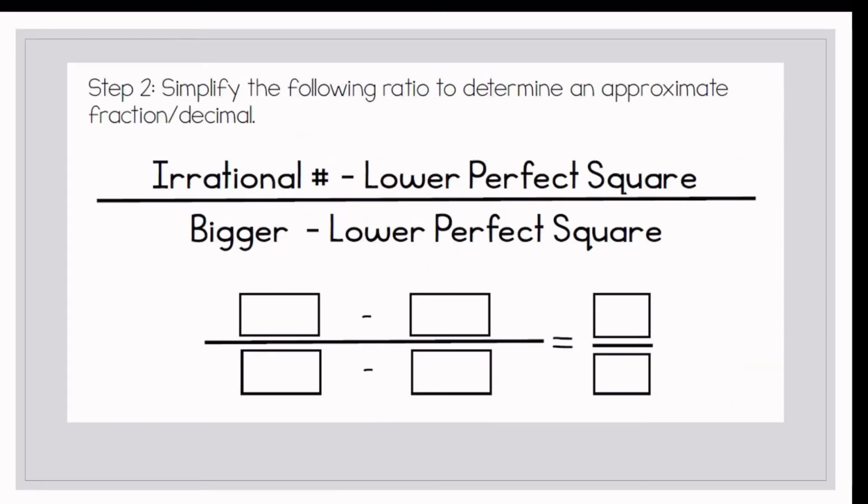Step two, we're going to take the irrational number we're looking for, which in this case is 27, and subtract the lower perfect square, which is 25. That gives us 2. With me so far? But we're making a fraction. We're doing a ratio. Then we take the bigger perfect square, which in this example was 36, minus the smaller, 25. That gives us 11. So our numerator is always the number we're working with minus the smaller square, and our denominator is always the bigger minus the smaller square. We should never have a negative number, and that's why we work with this in this format.